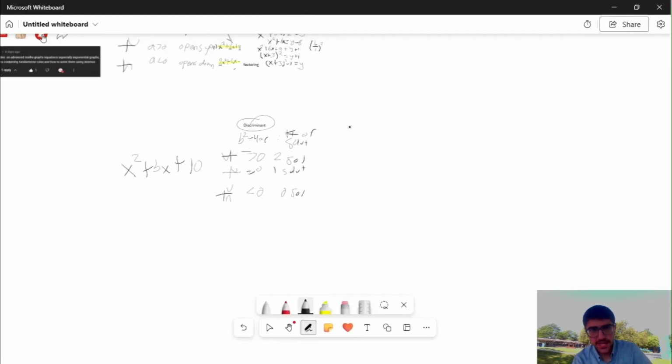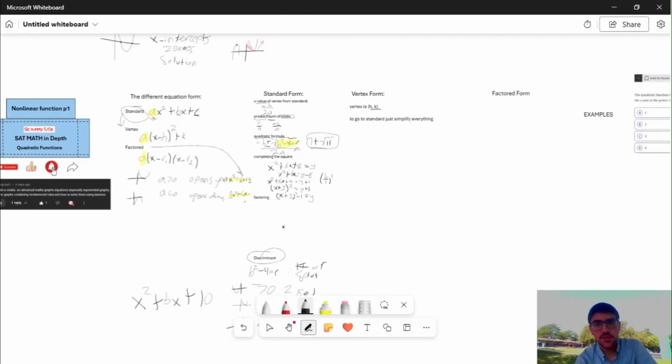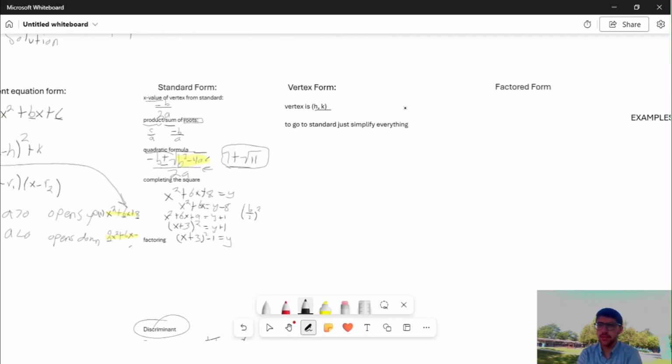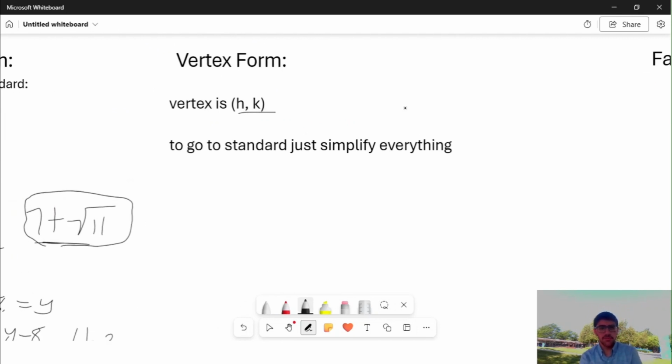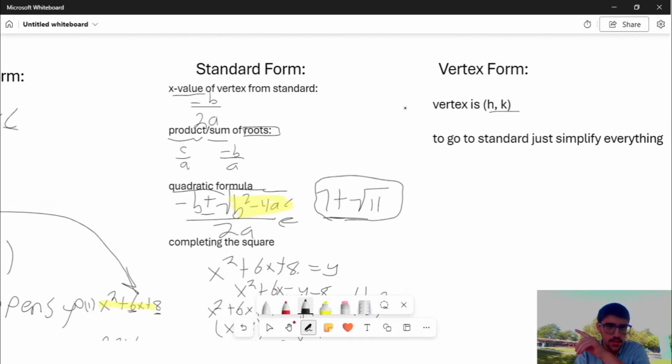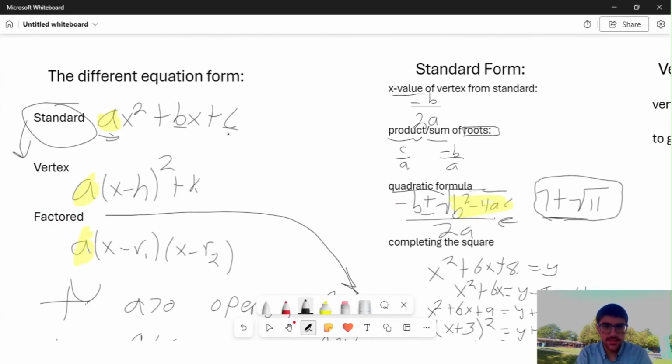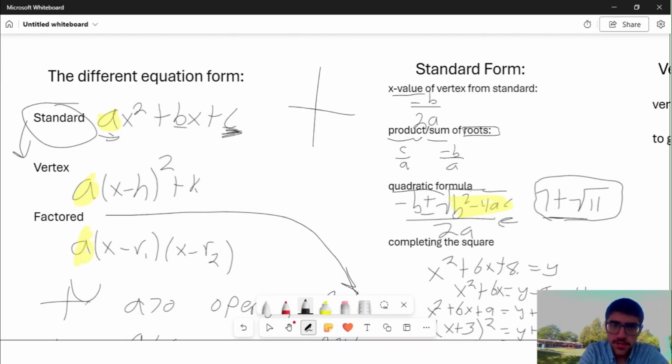I know that was a lot to take in, but that is it for what you need to know for standard form. Vertex and factored are very simple, maybe like a minute of explanation. Like I said, vertex form, the only point of it is the vertex. That's the only thing that's really useful. Sorry, for standard form, I forgot to say, C is the y-intercept. That's another good thing to know. When it intersects the y-axis, that is actually C.